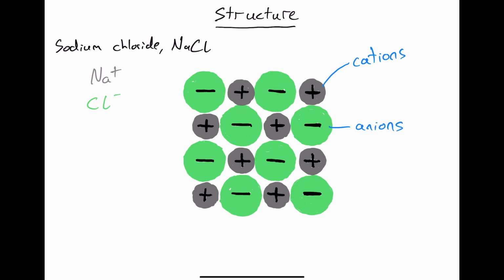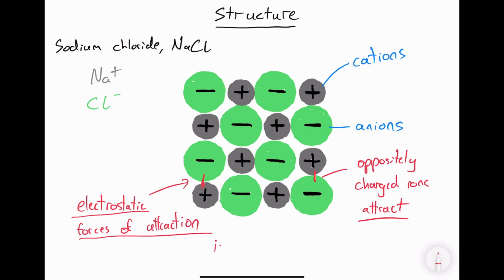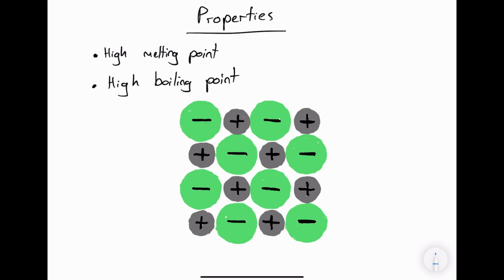These are held together very strongly by electrostatic forces of attraction. Now, these occur between positive and negative ions because oppositely charged ions are attracted to each other. These attractions are called electrostatic forces of attraction. Electrostatic forces of attraction are ionic bonds, and they are very, very strong.